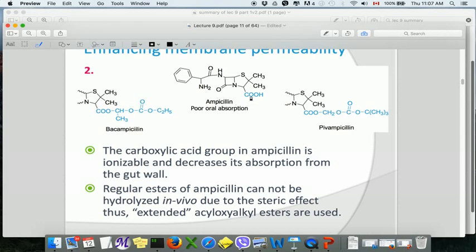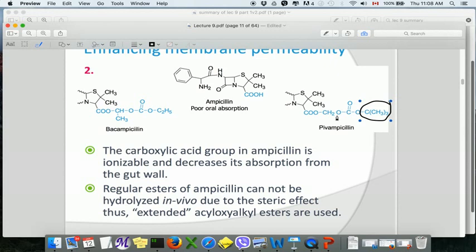So here we have ampicillin. It's taken orally, but it has a little bit poor absorption. So how do we improve its absorption? We can attach an ester to it. Again, it's a lipophilic ester. But why do we have this very big ester? Like you see here, we have an ester linkage, and then another ester linkage. This one we call an extended ester.